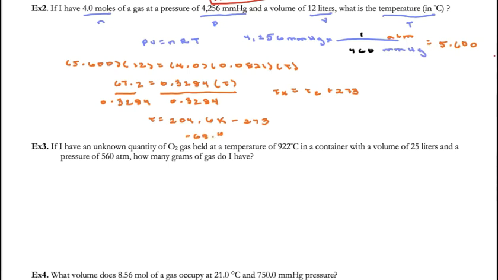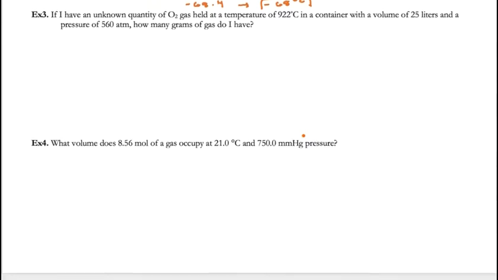Remember, my last step here is subtracting, so I need to round based on decimal places. Well, 273 has no decimal places, so negative 68.4 should simply round to negative 68, and my units are degrees Celsius.